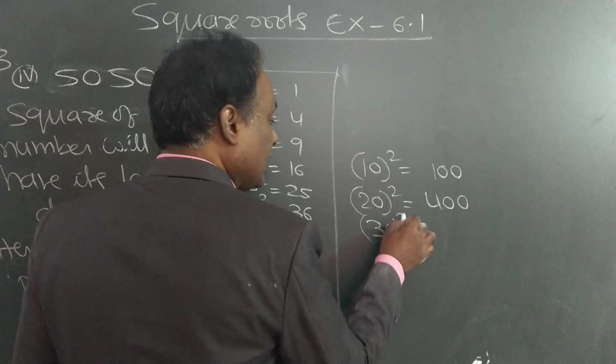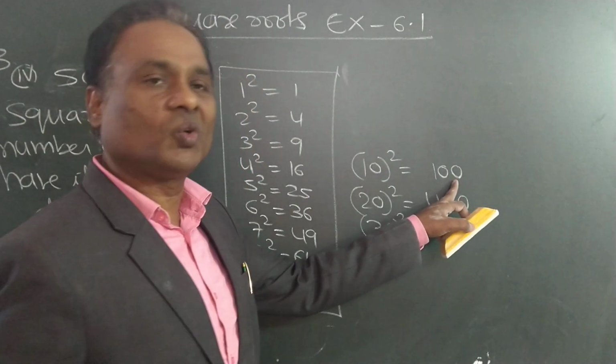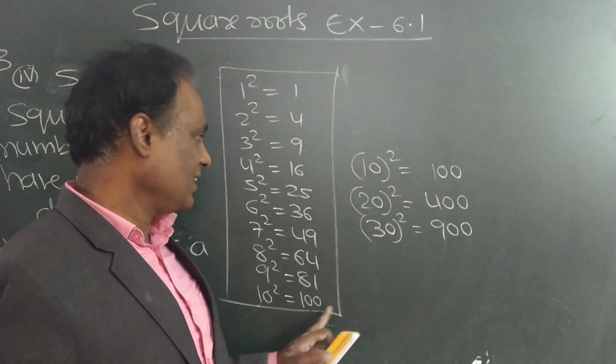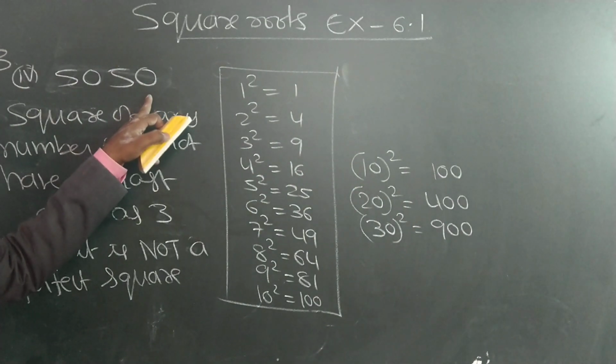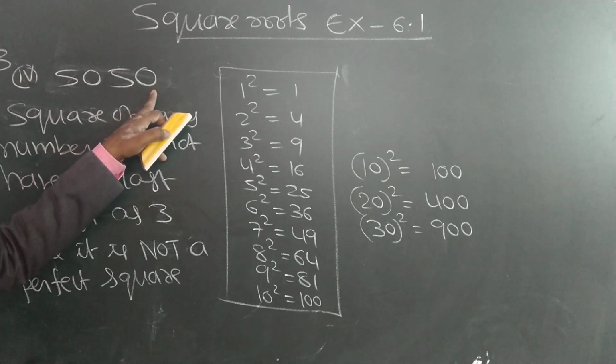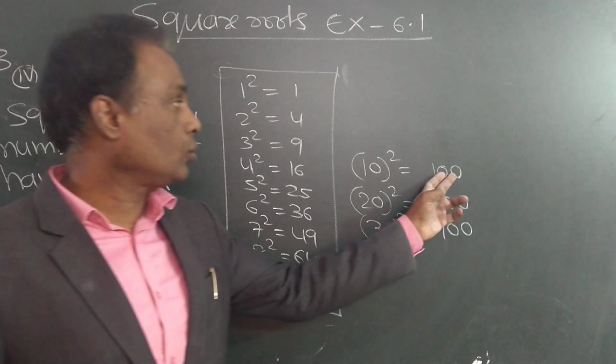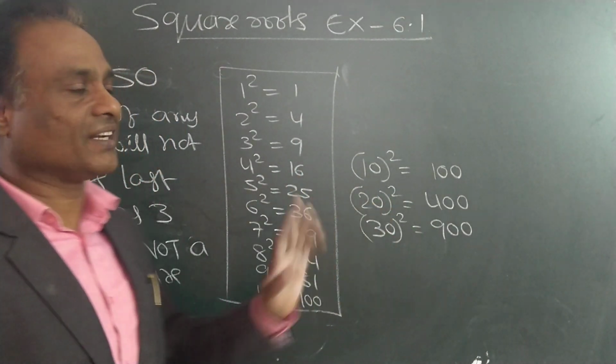30 square, 30 into 30, is 900. That means the last digit is always 2 zeros, not 1 zero. If you square any number, the last digit alone cannot be 0. We will get 2 zeros, but 1 zero we won't get.